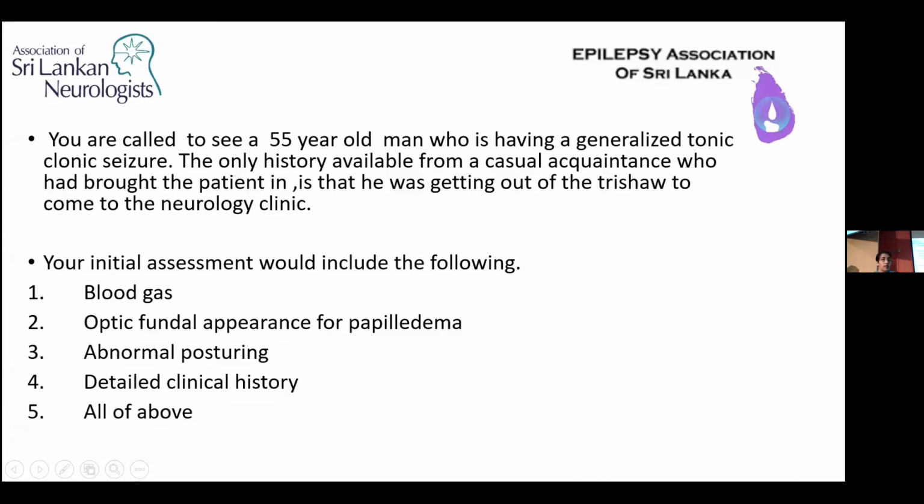Okay, so the initial assessment will include the following. It says blood gas. Answer. So we are talking about this particular patient, right? Under appearance of ability. Answer. And then is abnormal posturing.